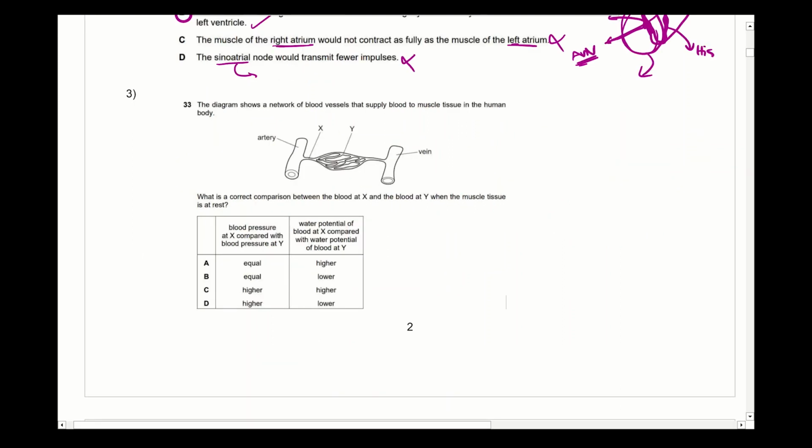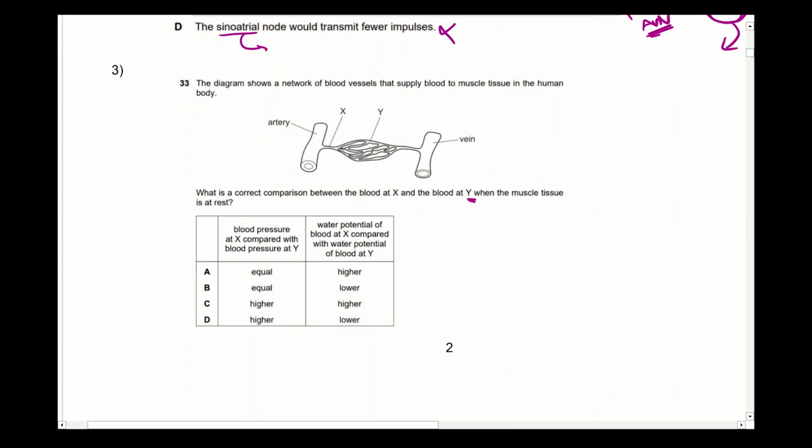3. The diagram shows a network of blood vessels that supply blood to the muscle tissue in the human body. What is the correct comparison between the blood at X and the blood at Y when the muscle tissue is at rest? First of all, you must identify that X is the arteriole, Y is the capillary bed, and this area here is the venule.